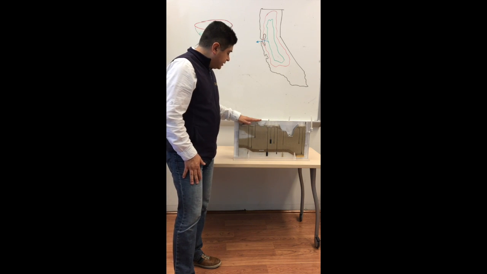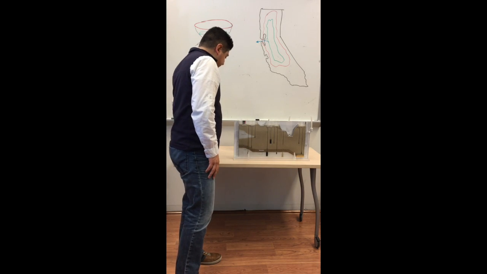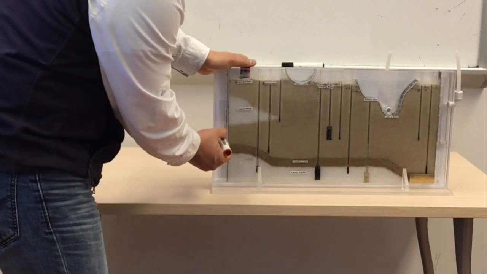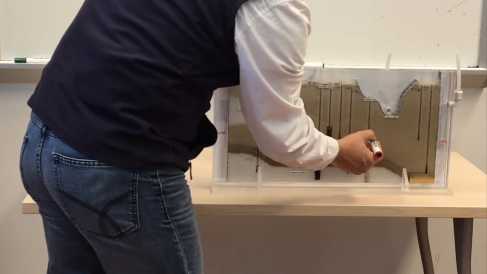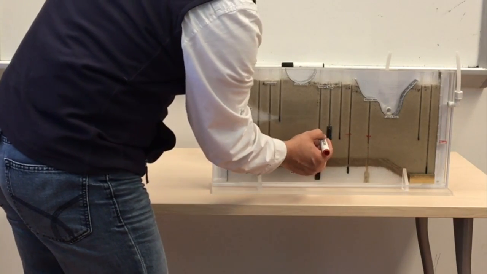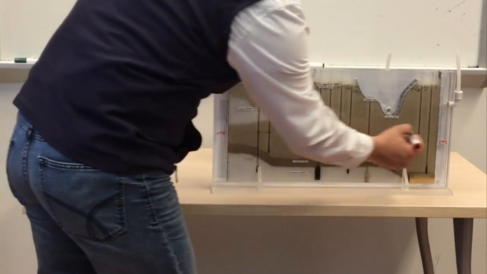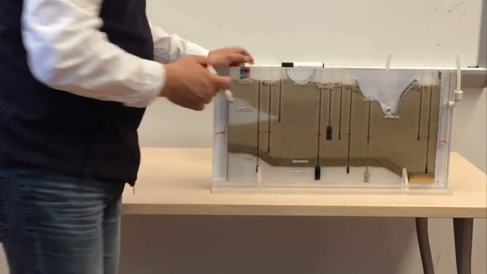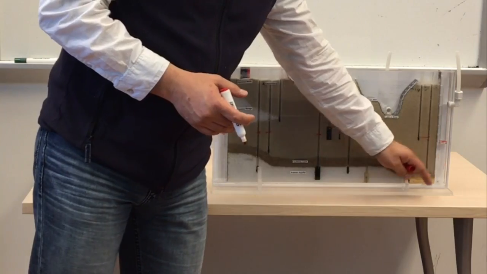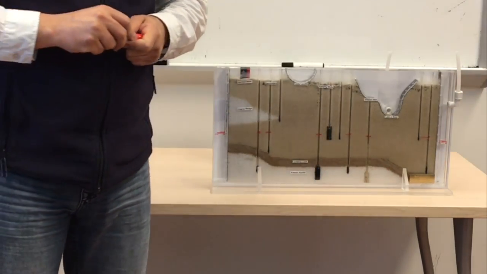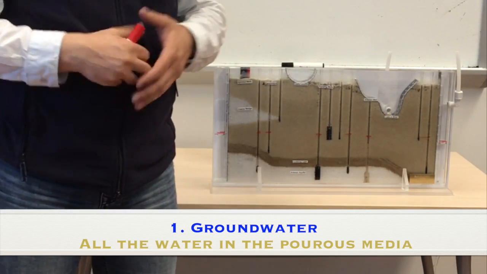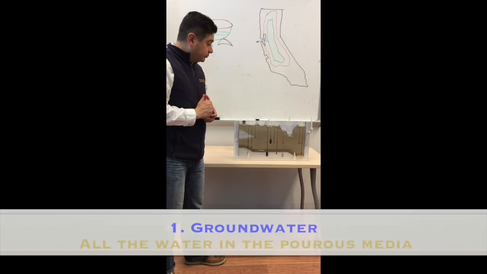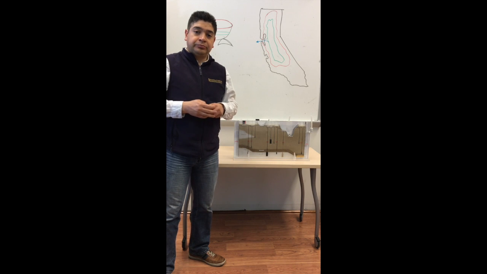So in this model, I have put some water inside here. You can see these are the levels, or this is the level of the water. All the soil that is underneath, all the water that is in the porous media, in the soil underneath this, is called groundwater.